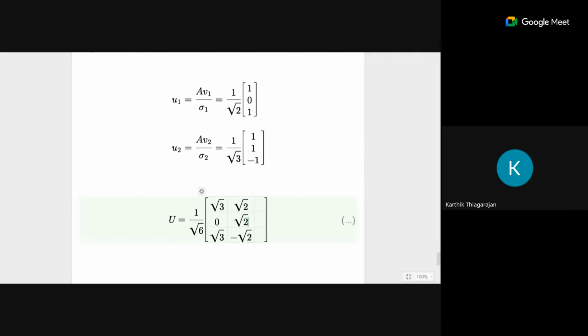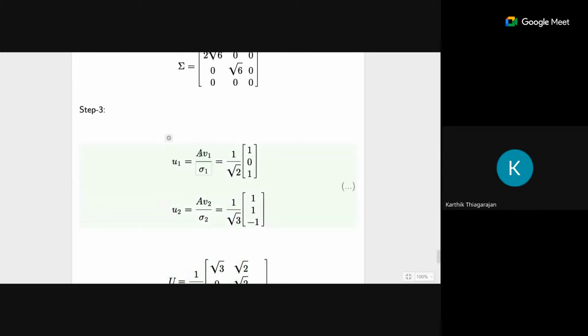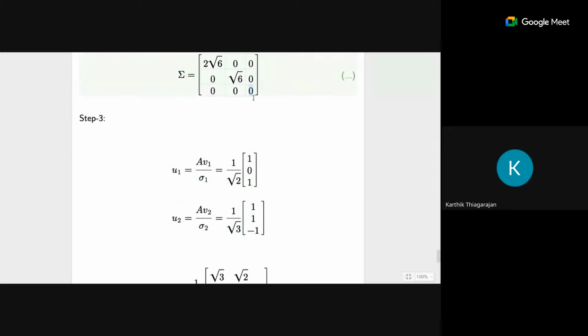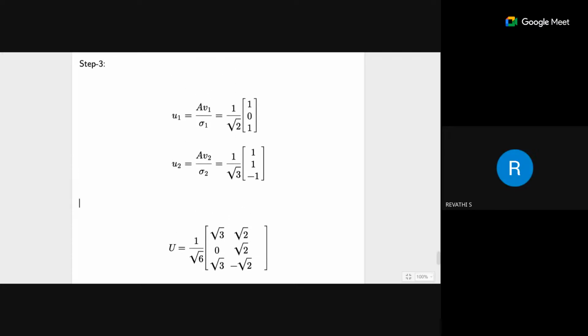Okay. Now what is remaining is the third column. Unfortunately, you can't just do A V by sigma because sigma 3 is 0. So what should you do? What is the property of U3 that you have to exploit now? It's going to be orthogonal to the other two and norm. Correct. Since it is orthogonal to U1, U2 and has norm 1, we can find U3.